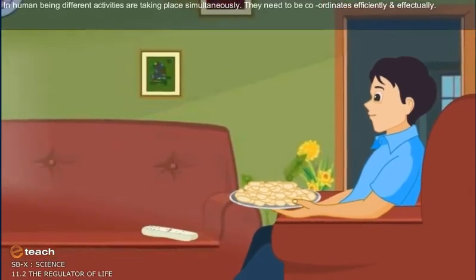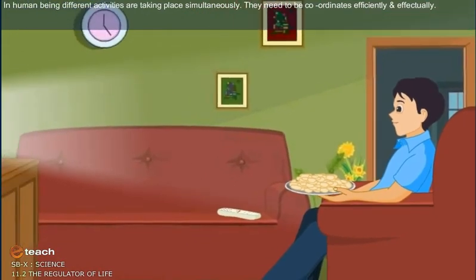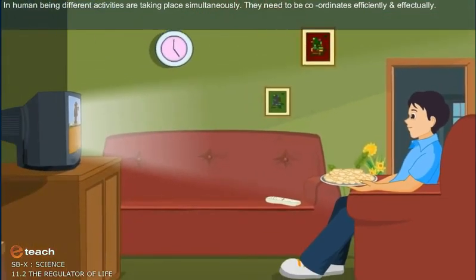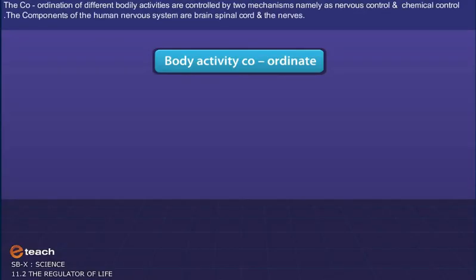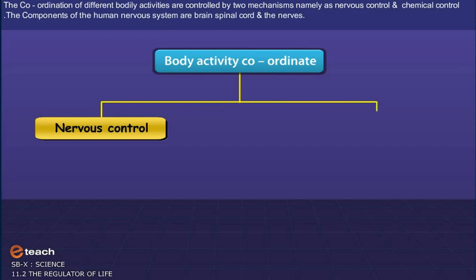Well, students, in human beings, different activities are taking place simultaneously. They need to be coordinated efficiently and effectually. The coordination of different bodily activities is controlled by two mechanisms, namely nervous control and chemical control.